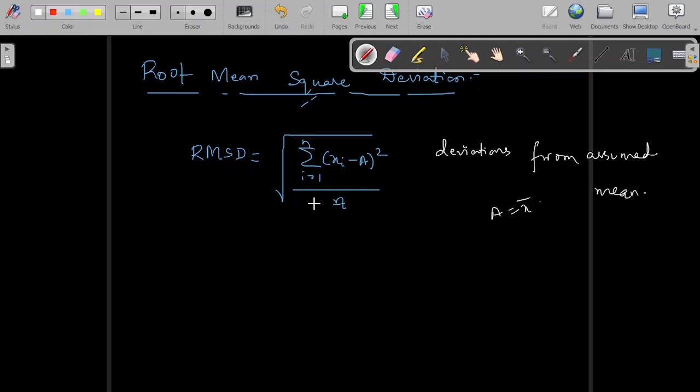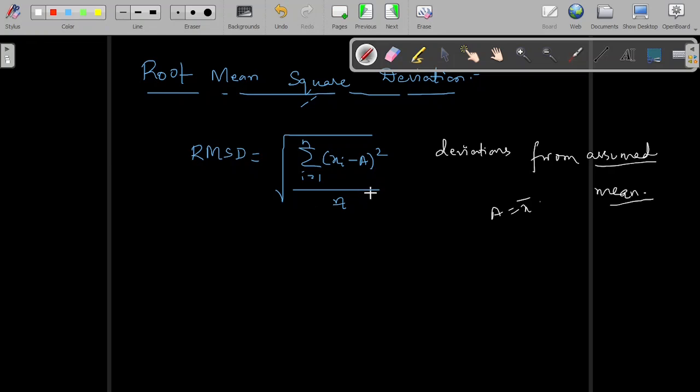The same formula reduces to standard deviation. Just to have a knowledge of what is root mean square deviation, here deviations are taken from the assumed mean. So if the assumed mean is equal to the mean, then it is called a standard deviation. You know how to take the assumed mean.